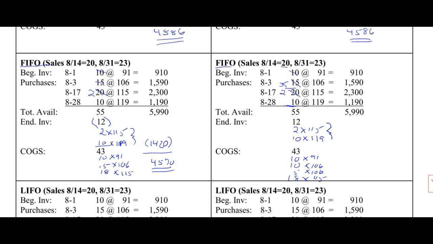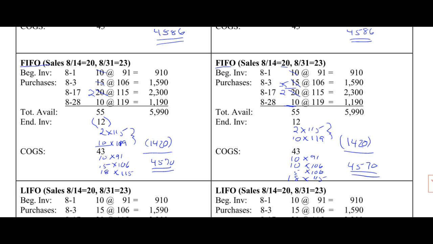And now you can do this or this. I like to do the shorter one, ending inventory. 2 times 11.50 is 23.00. 10 times 11.90 is 119.00. 23.00 and 119.00 is 142.00. So ending inventory is 142.00. Total available minus ending inventory gives you 45.70 for your cost of goods sold.